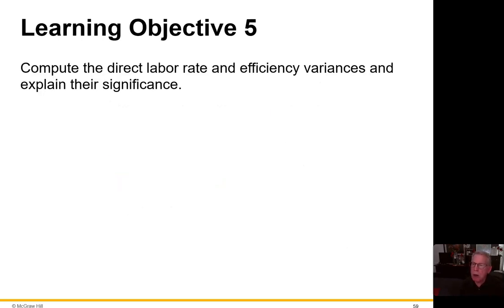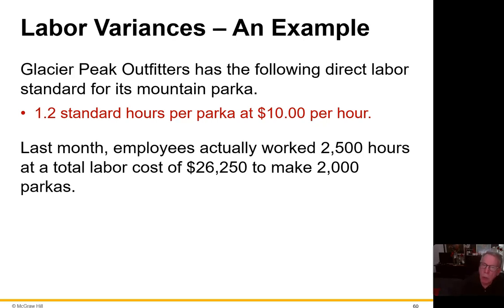All right, so now we're going to compute the direct labor rate and efficiency variances. We have the labor rate, called the rate or wage variance sometimes, and efficiency variance, and explain their significance. Now, here, when we made those parkas, we allowed 1.2 standard hours per parka at $10 per hour. And last month, our employees actually worked 2,500 hours at a labor cost in total of $26,250 to make 2,000 parkas.